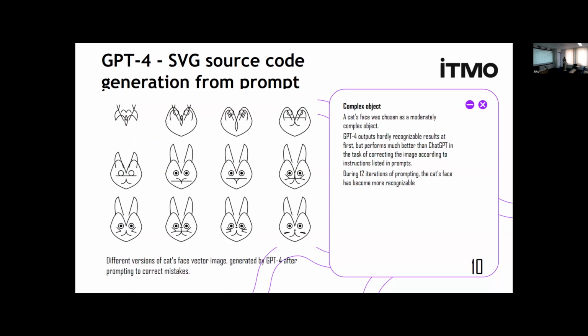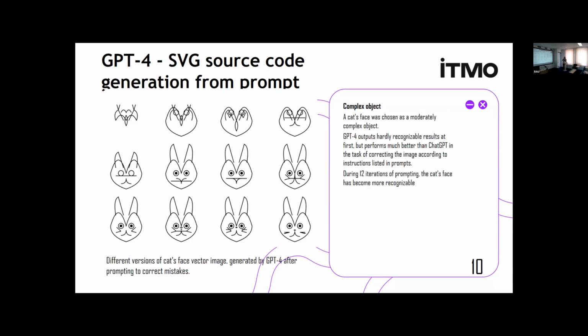And the next experiment concluded was trying to draw a complex object, a cat's face, and GPT-4 outputs hardly recognizable results at first. You can see them in the top left corner, but it performs much better in the task of correcting the output according to the prompts.